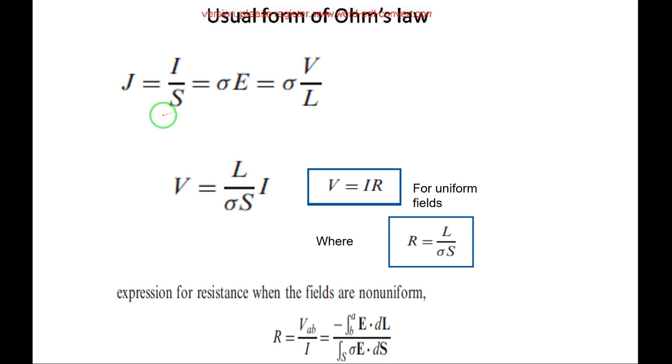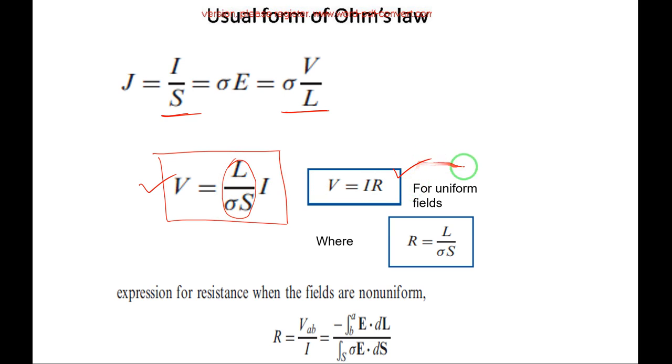So relate these two equations, this and this, right? So what are we getting? V is equal to what? L into I divided by sigma S. L into I by sigma S we are getting. So this is Ohm's law. V equal to IR, and this entire thing represents R, right? So V equal to IR, the usual form of Ohm's law, also called the macroscopic form of Ohm's law. This is true for uniform fields because E is uniform throughout that metallic conductor.